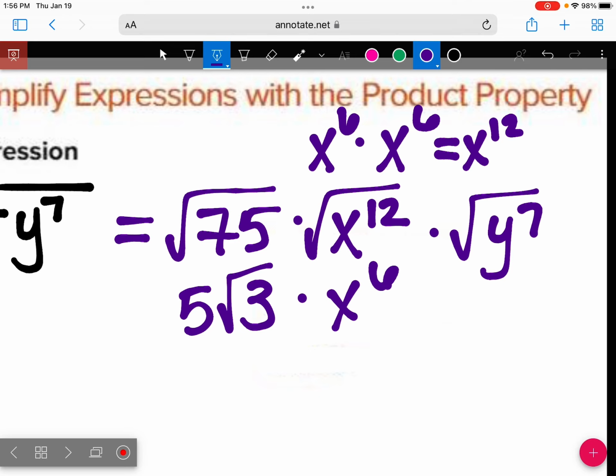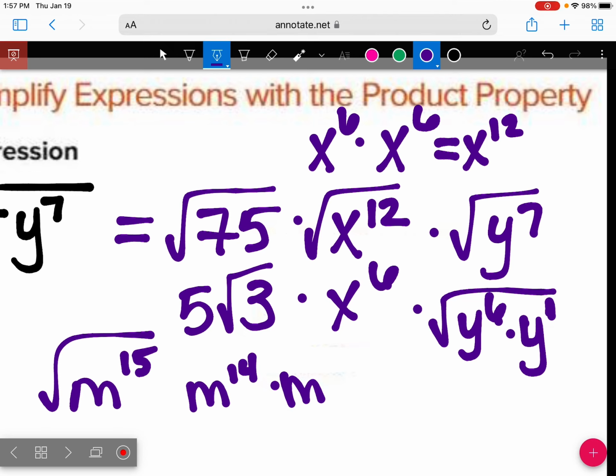Yeah, what's up? So, okay, if you can't divide it into two parts, do we have to do 6 and 1, or could we do other numbers? No, you always want to take the largest number out of it. So if I have m to the 15th, the square root of m to the 15th, what number do you think I would use? 14 and 1. Yeah, I would have m to the 14th times m. Does that make sense? Yeah.